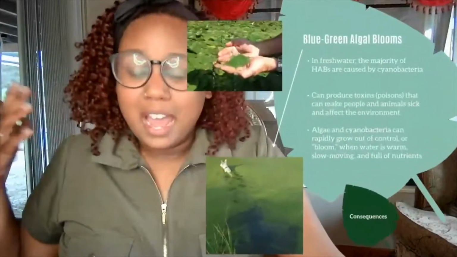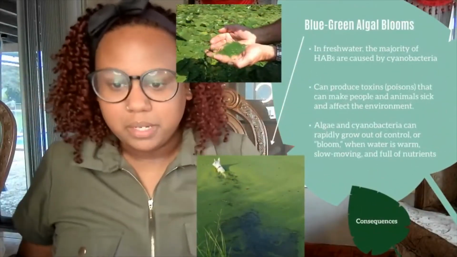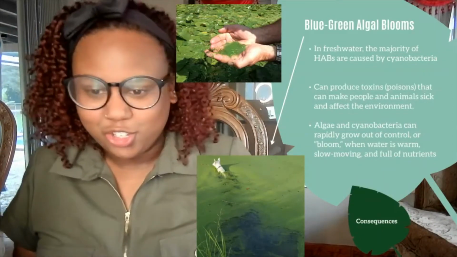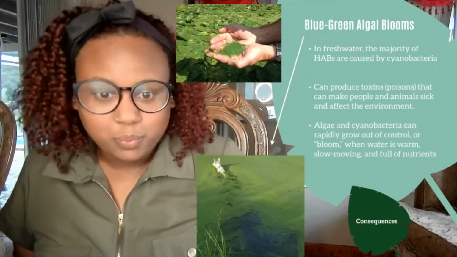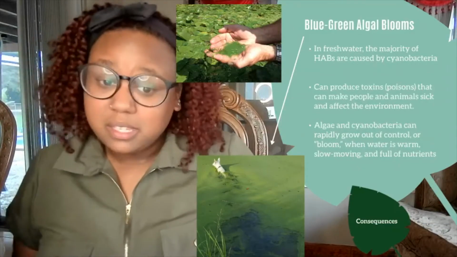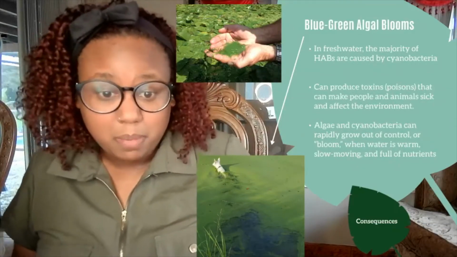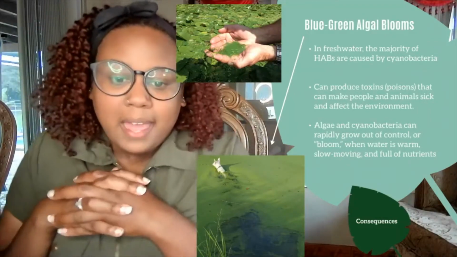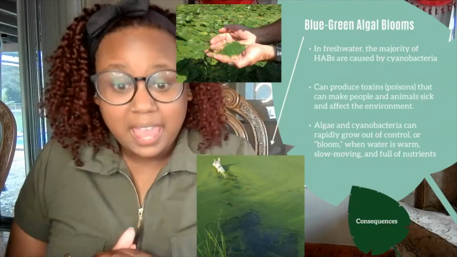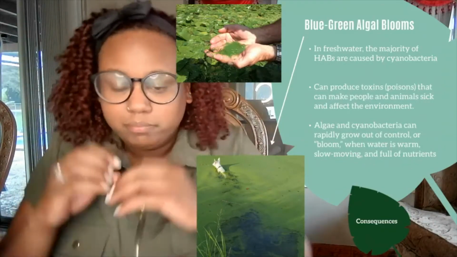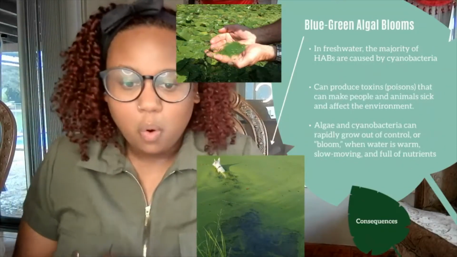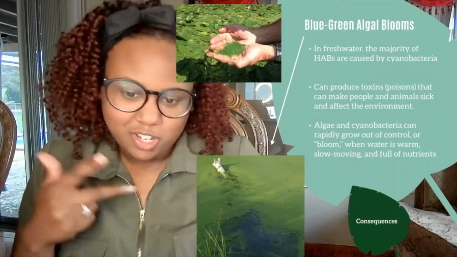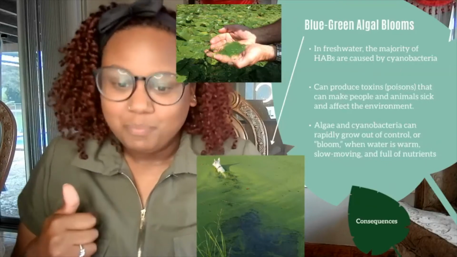approaching. Another very common type of algal bloom that we'll see is blue-green algal blooms. Now, in freshwater bodies such as our lakes and rivers, the majority of harmful algal blooms are caused by cyanobacteria. These can also produce toxins and poisons that can make people and animals sick, as well as affect the environment, especially drinking water. Now, typically, algae and cyanobacteria can grow rapidly out of control, or bloom, hence harmful algal blooms, when water is warm, slow moving, and full of nutrients. That's the perfect trifecta for causing harmful algal blooms in our freshwater systems.